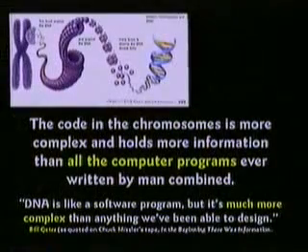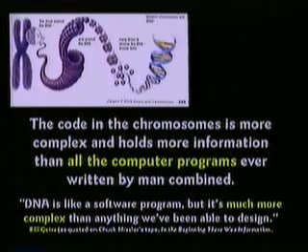They say that the code in the chromosomes is more complex and holds more information than all the computer programs ever written in the history of humanity combined. Incredibly complicated. Bill Gates, founder of Microsoft, said DNA is like a software program, but it's much more complex than anything we've been able to design.